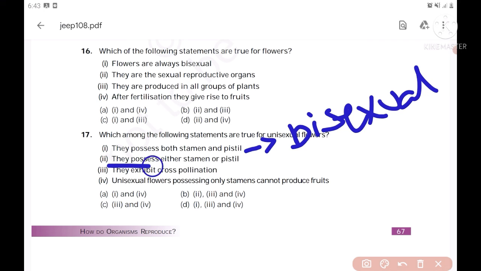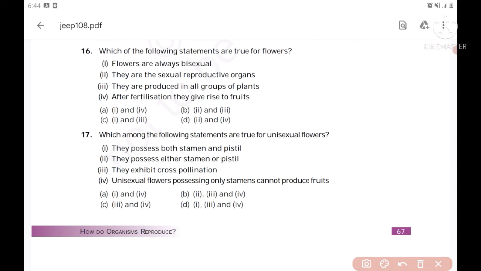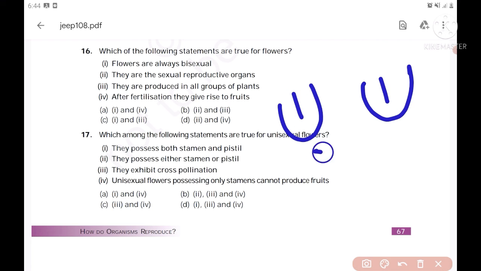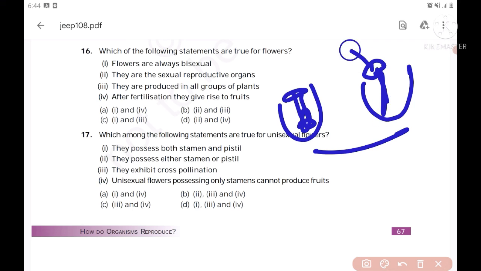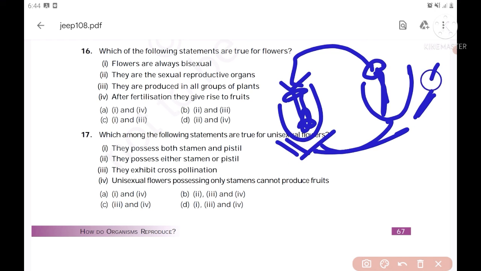Bisexual. Next, they possess either stamen or pistil. True. They exhibit cross-pollination. So now, what is self-pollination and cross-pollination? I've been discussing it in the previous video, but I'll just give a small introduction. Cross-pollination is where two flowers are involved, one has the pistil and one has the stamen. The pollen grains present on the anther of the stamen will stick to the stigma of the other flower. This is called cross-pollination. As these are unisexual, there is no possibility of self-pollination.